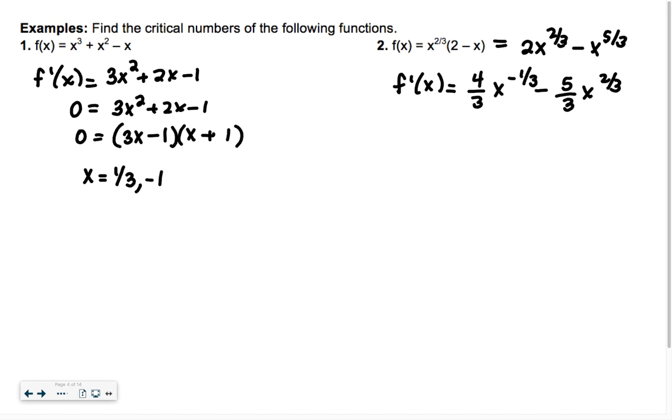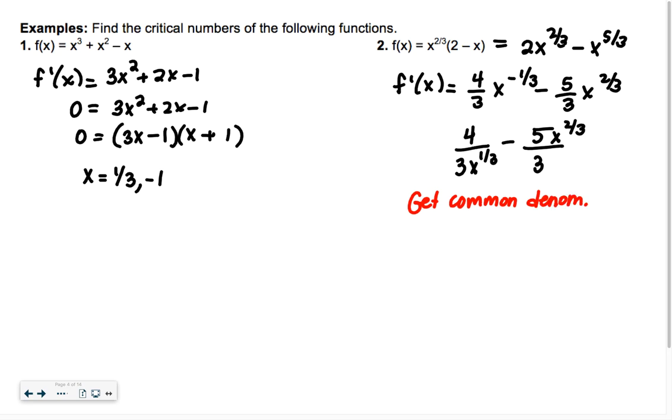And now it's kind of hard to tell what our critical points are. We can set it equal to 0 and solve. But since we have that x to the -1/3, I would recommend getting common denominators. So getting it so it's like a fraction. So something over something equals 0 or is undefined. So I'm going to write this as 4 over 3x to the 1/3 minus 5 over 3, and then I have my x to the 2/3 on the top there. And I'm going to get common denominators.